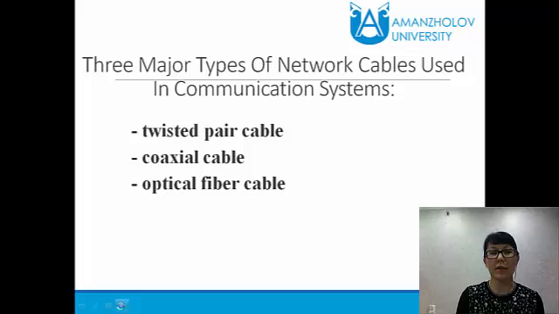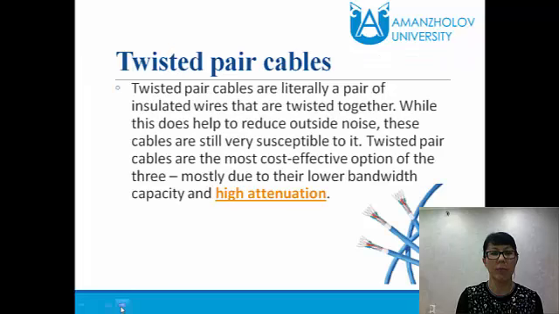The next slide demonstrates three major types of network cables used in communication systems: twisted pair cable, coaxial cable, and optical fiber cable. Twisted pair cables are literally a pair of insulated wires that are twisted together. While this does help to reduce outside noise, these cables are still very susceptible to it. Twisted pair cables are the most cost-effective option of the three, mostly due to the lower bandwidth, capacity, and high attenuation.